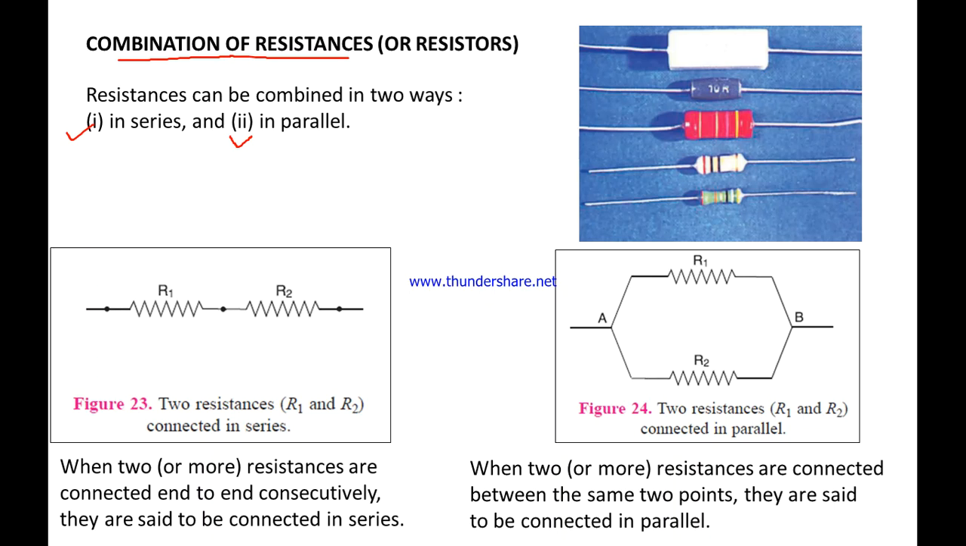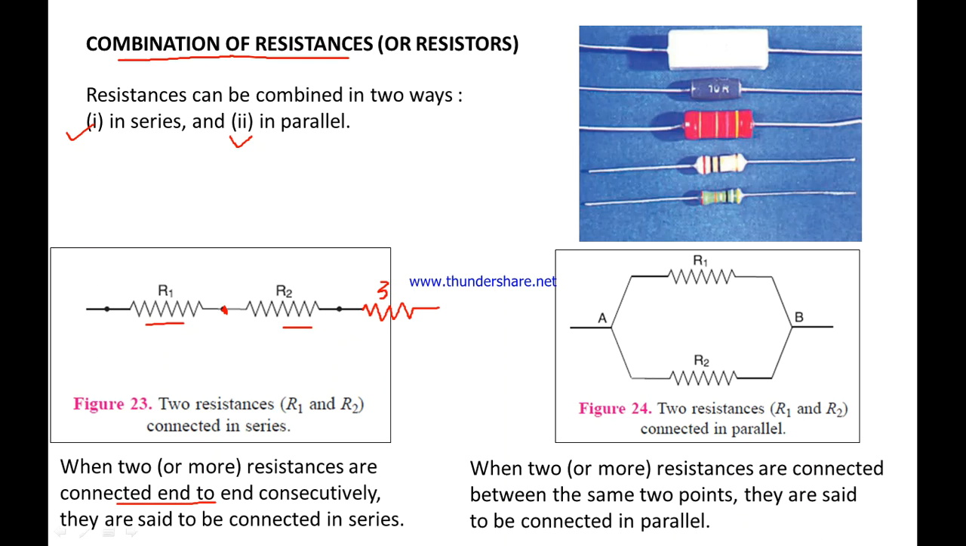So let's see the first one, that is series. When two or more resistances are connected end to end consecutively, they are said to be connected in series. Okay, so if this is our first resistance, R1, and this is R2, if we connect them in the same line with end to end connection, then this is known as the series connection. Similarly, if I bring a different resistance, R3, I will connect it from this end like this. So this is the third resistance, R3.